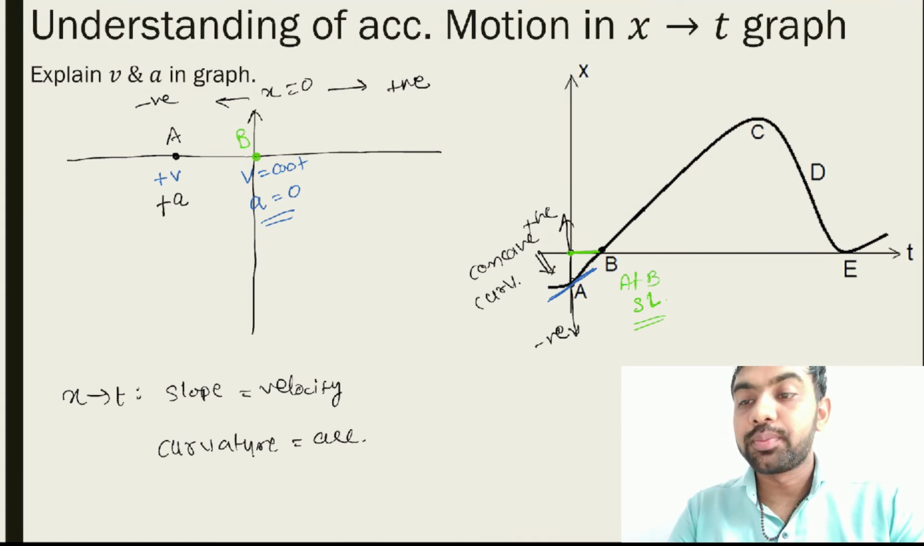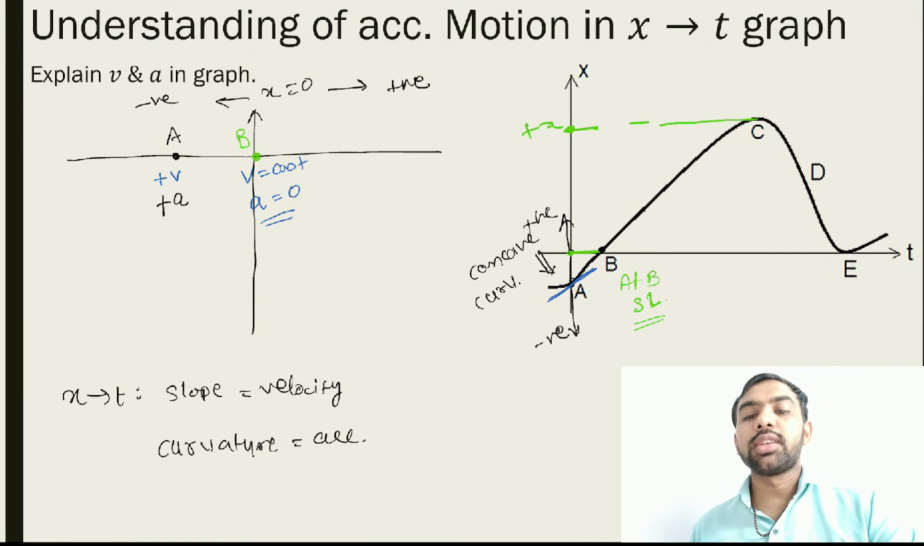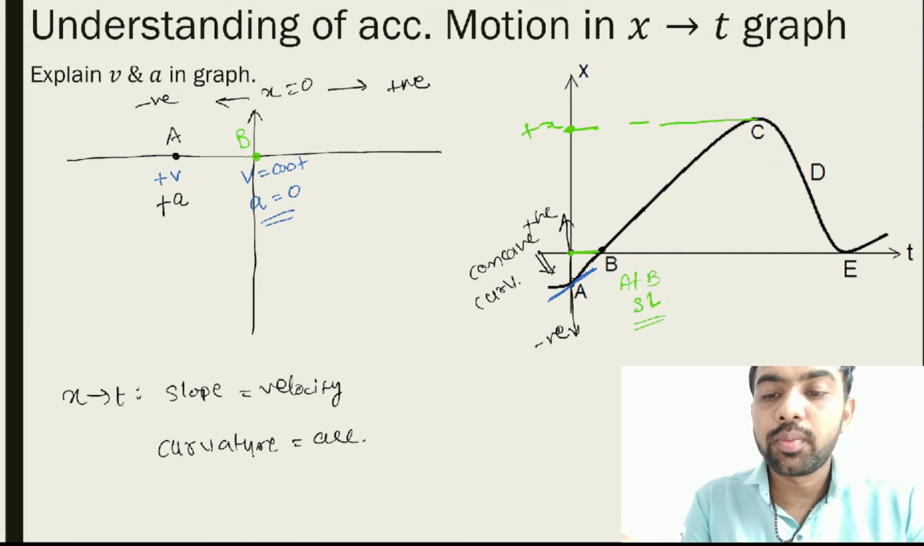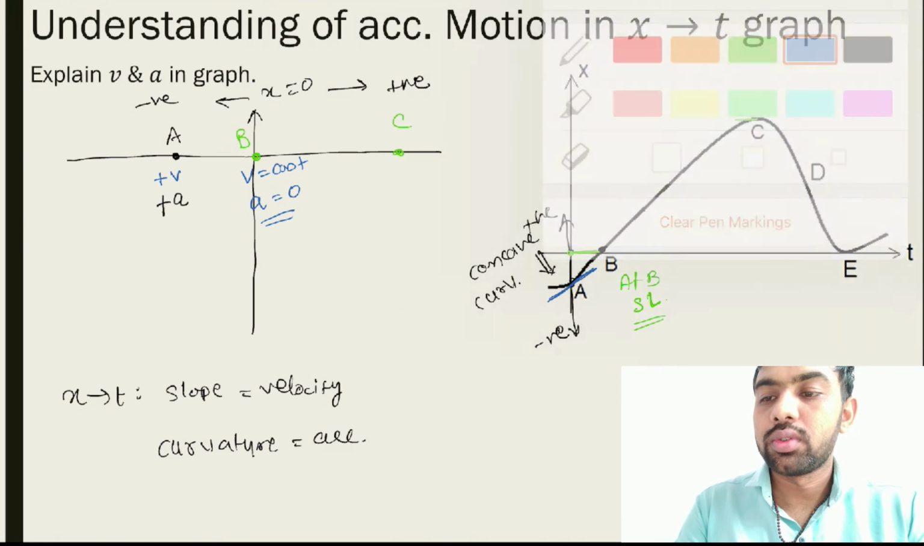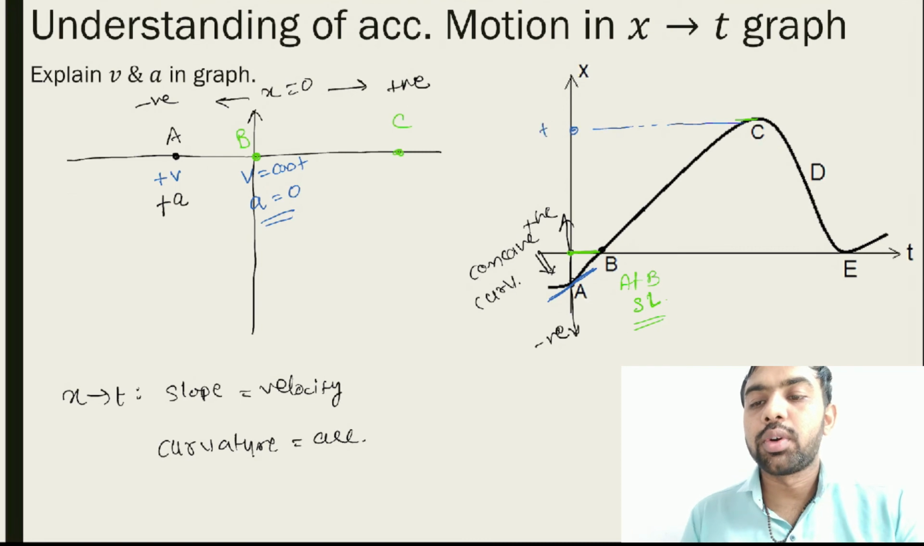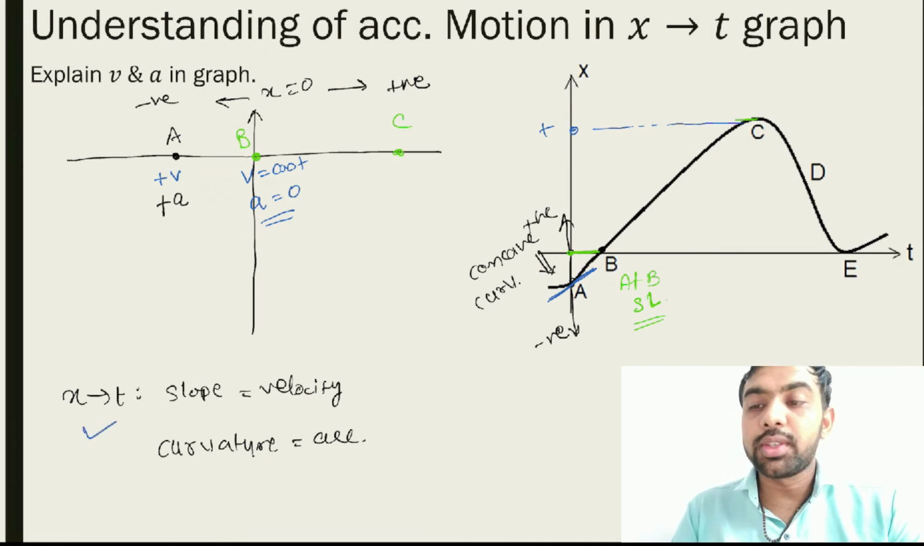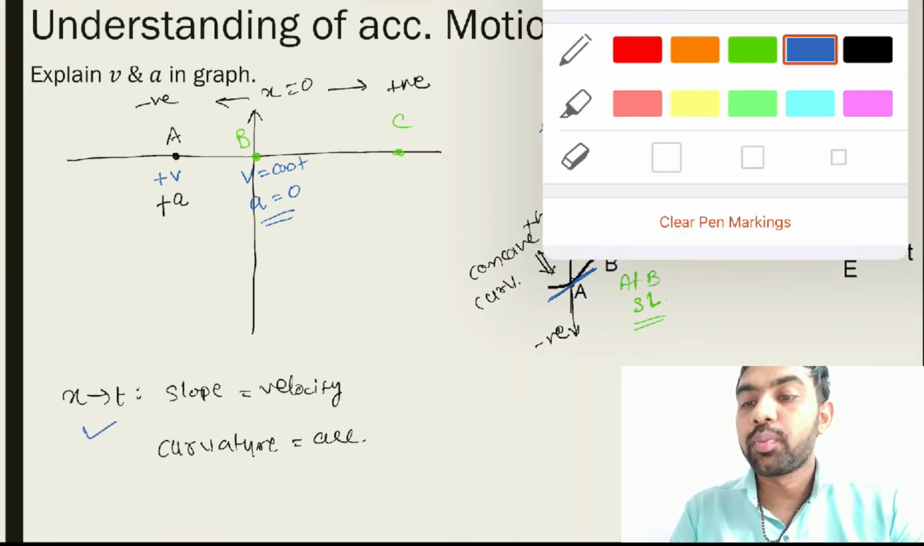Now if you think about C, then that is the displacement, and this is positive x. So C is somewhere here. And this is the positive displacement. Okay, so like this. Now you draw the slope, because we want velocity, which means slope. Draw the slope at this point.